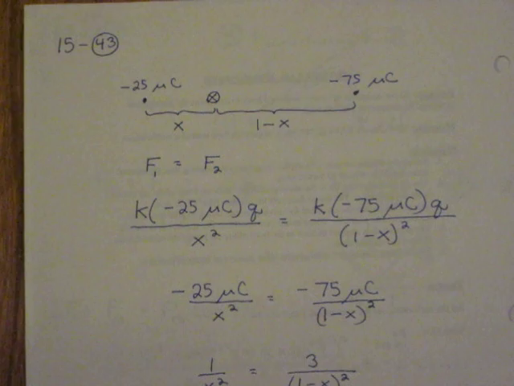Okay, here we go. Number 43 has 2 point charges, 1 meter apart. Where should a third charge be so that the net force on it is 0?